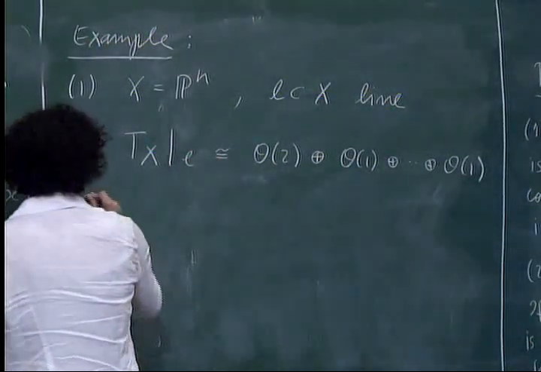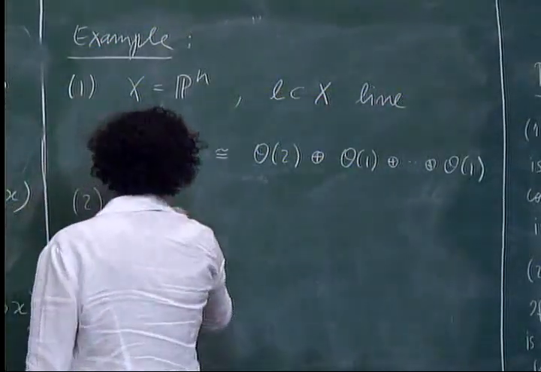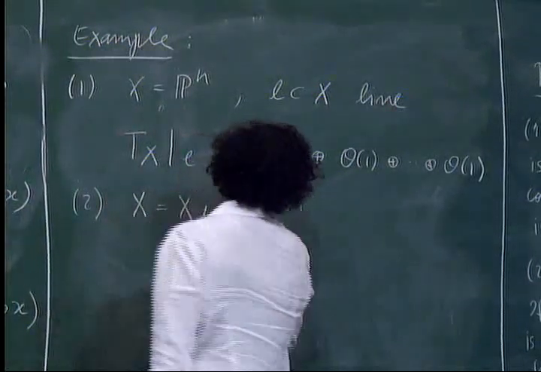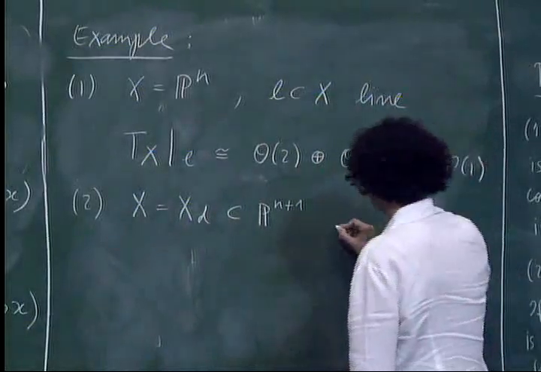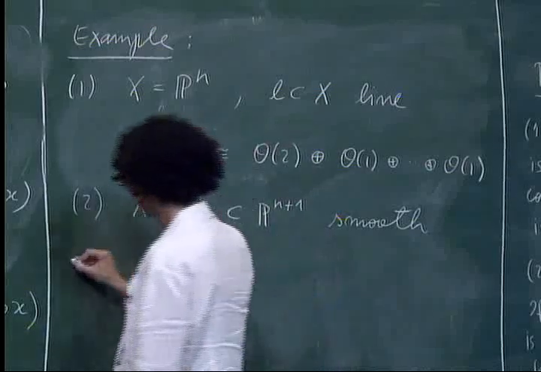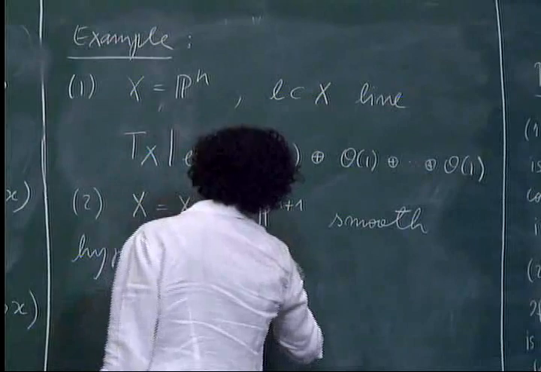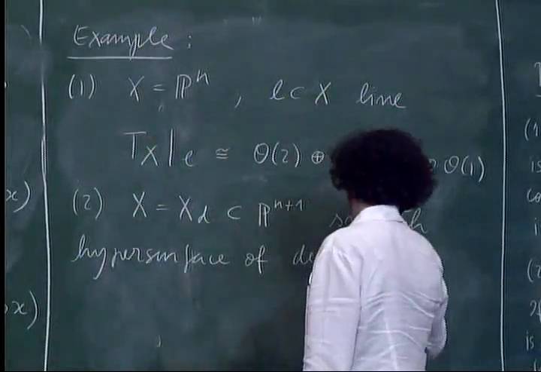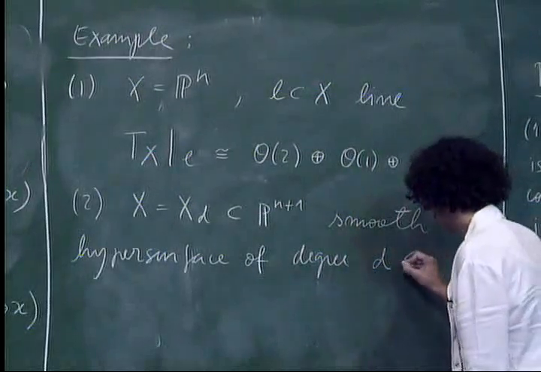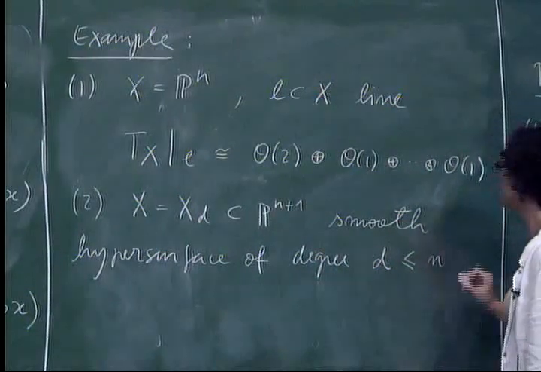Now the next interesting example concerns hypersurfaces. So we let X equal X_d in P^{n+1} be a smooth hypersurface of degree d. So in order for this to contain a line, we saw that we have to take d to be less than or equal to n.